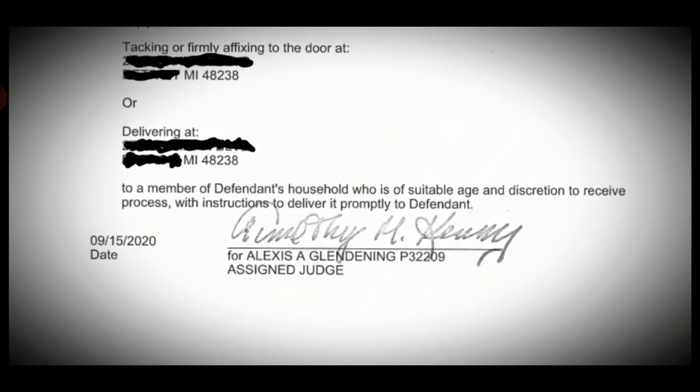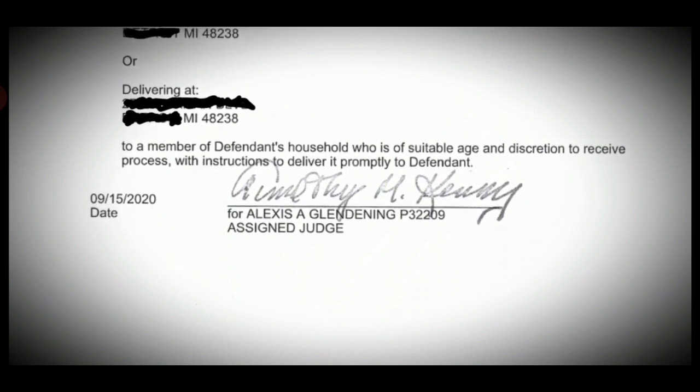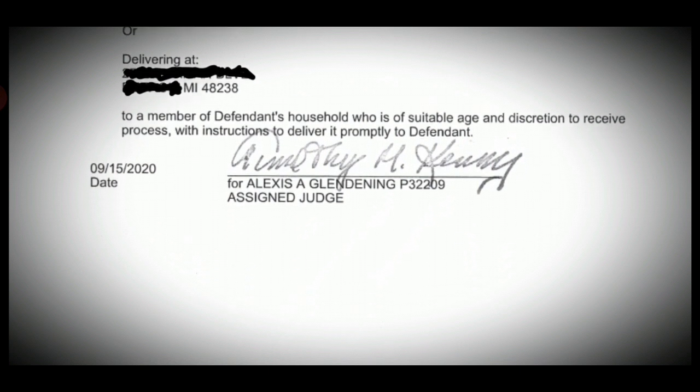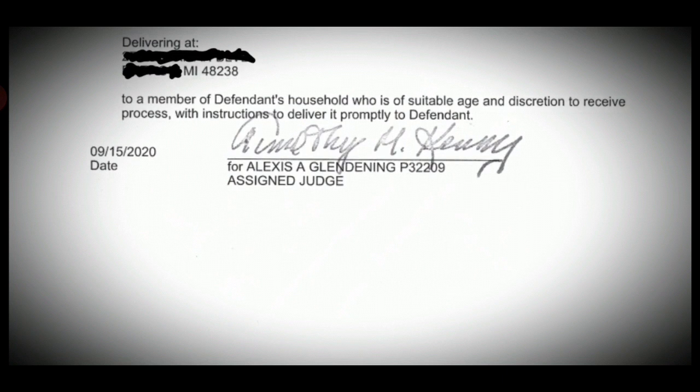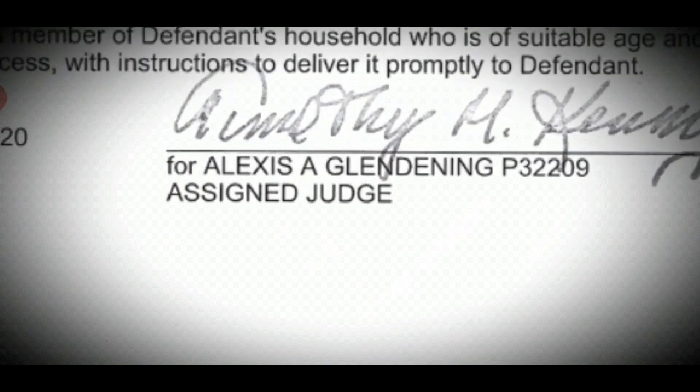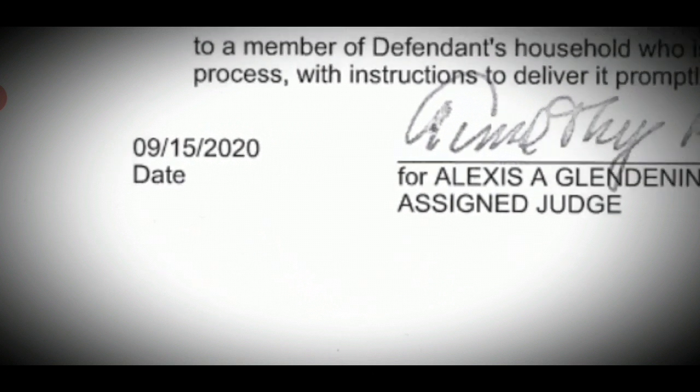Tacking or firmly affixing to the door at his address, or delivering at probably his employer, but let's continue, to a member of defendant's household who is of suitable age and discretion to receive process with instructions to deliver it properly to what? Defendant. Signed by who? The judge, okay? Who is Alexis, and also the court date. The date it was done. September 15th, 2020.